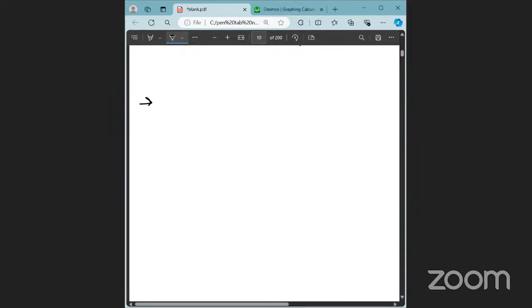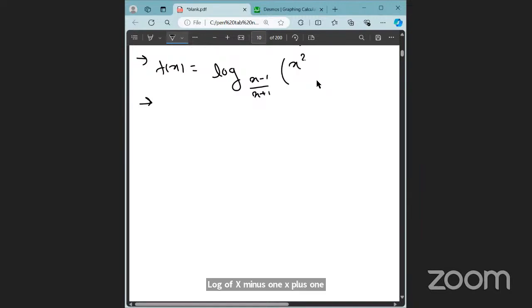So the function is actually given here. f of x is equal to log of (x minus 1) upon (x plus 1) base, and then here it is (x square plus 1) upon (x square minus 1). They say the set of all x for which there are no functions of the form f of x. That means we have to find the set of all values of x for which such a function is not defined, right?